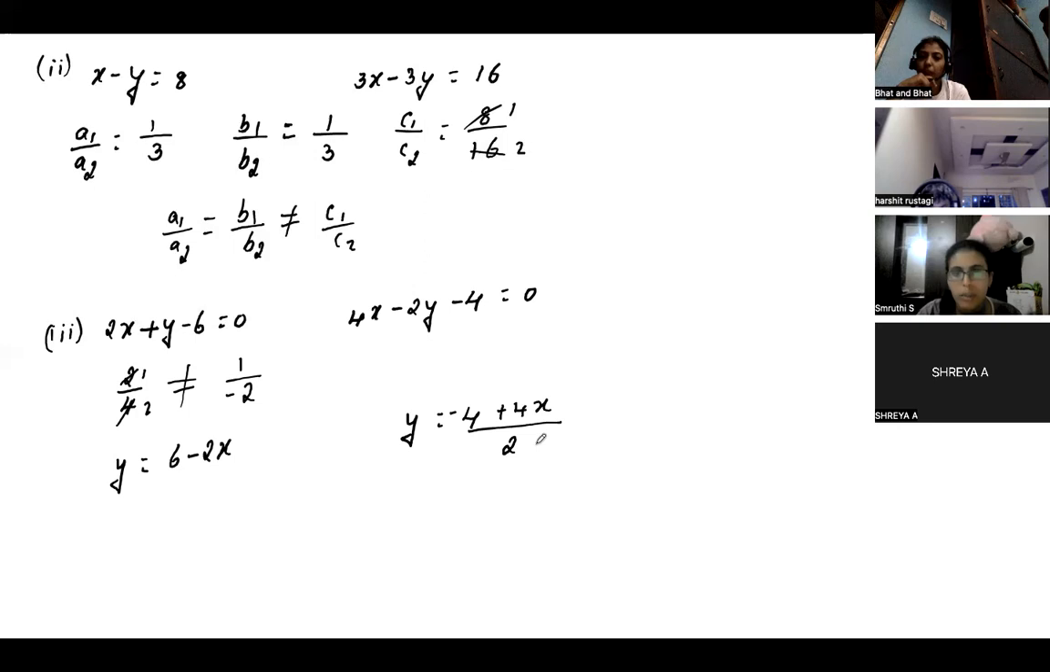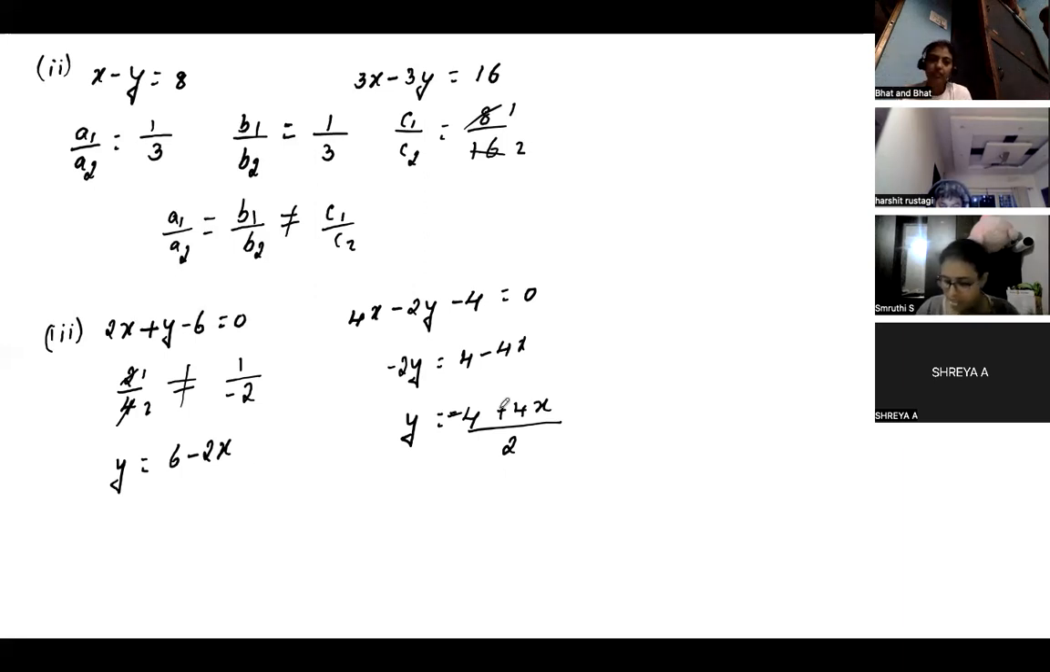Can you tell how? This is minus 2y. That minus sign, if you put this side, what will happen? Correct. Actually, it is like this. If you write directly, we will write minus 2y we will keep here is equal to 4 minus 4x. If you put the minus 2 this side, then it becomes like this. Correct?